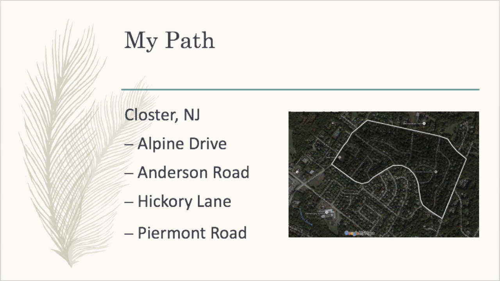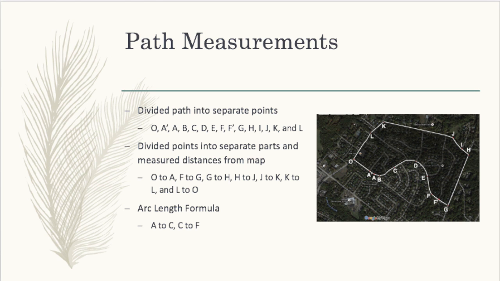I wanted to see how much I ran, and to calculate this, I used the perimeter of the polygon as well as the arc length formula to calculate the length of the polygon mapped. For the measurements of the path, I first divided the path into separate points, which included O, A', A, B, C, D, E, F, F', G, H, I, J, K, and L, as seen on the map.